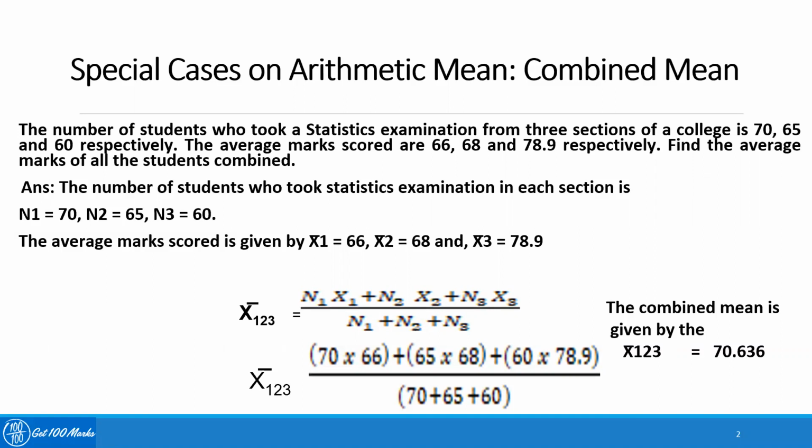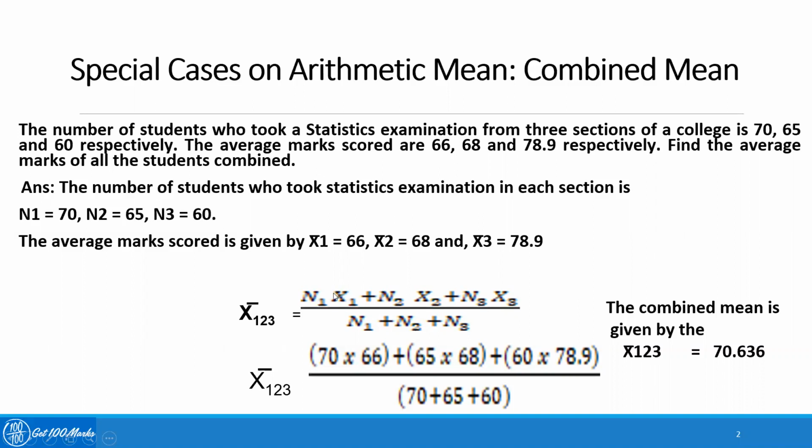So the formula for combined mean is x1,2,3 bar, which is the combined mean of these three sections. The formula is equal to n1 x1 bar plus n2 x2 bar plus n3 x3 bar divided by n1 plus n2 plus n3. What is n1? The number of students in the first section, which is 70. The number of students in the second section, n2, is 65. The number of students in the third section, n3, is 60.